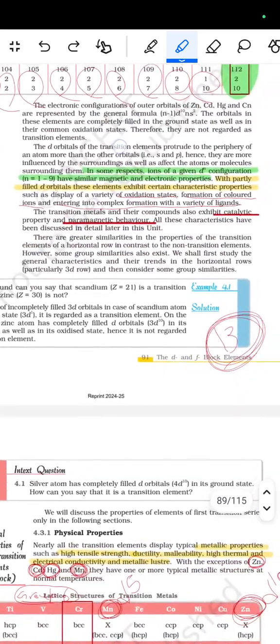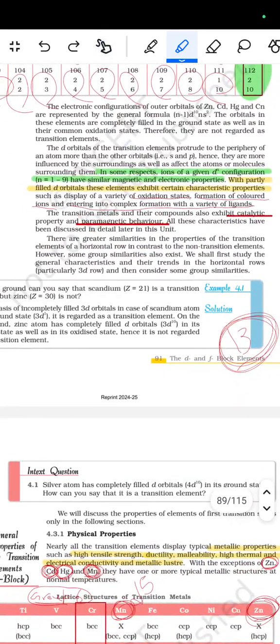Cn. After this, the electronic configuration of the outer Zn, Cd, Hg and Cn are represented by the general formula (n-1)d10 ns2. The orbitals in these elements are completely filled in the ground state as well as in their common oxidation state.